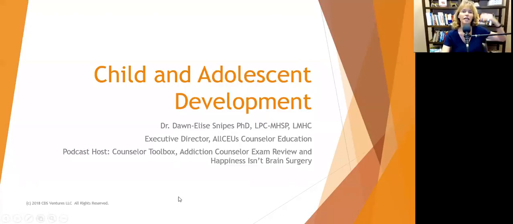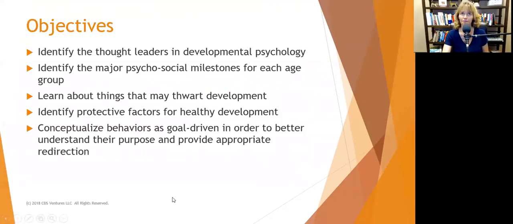But today we're just going to get a really broad overview or review of child and adolescent development. We'll identify some of the thought leaders in developmental psychology and look at how everything really feeds into itself. All of these theories contributed something really useful. We'll identify the major psychosocial milestones for each age group, learn about things that may thwart development, protective factors for healthy development, and conceptualize behaviors as goal-driven in order to better understand their purpose and provide appropriate redirection. We do things for a reason.